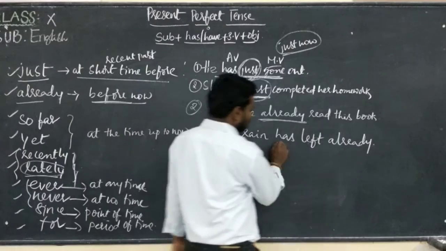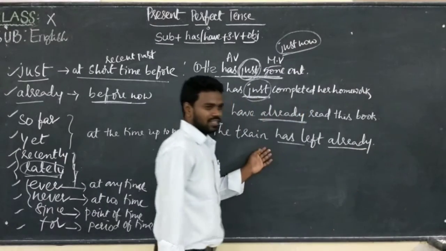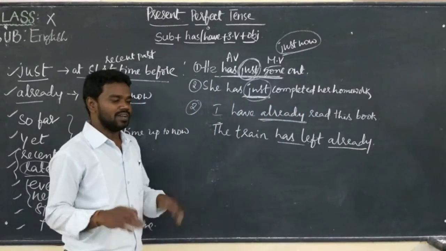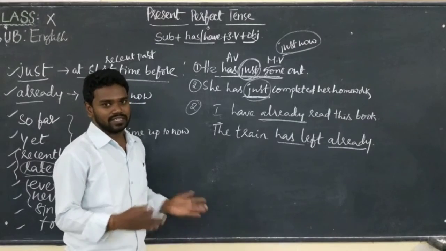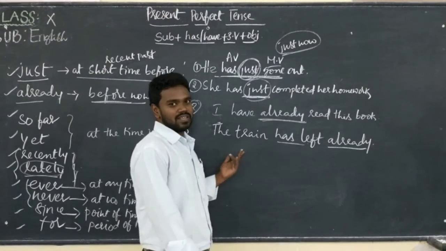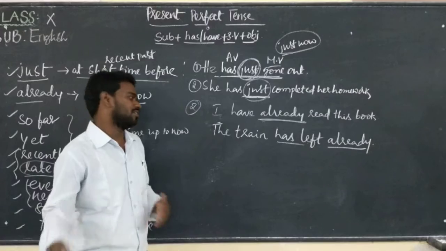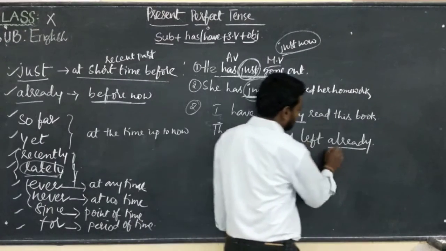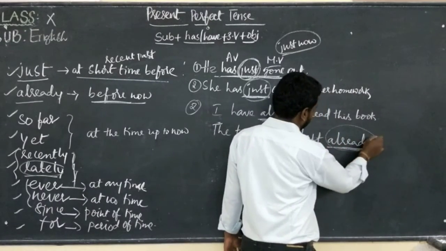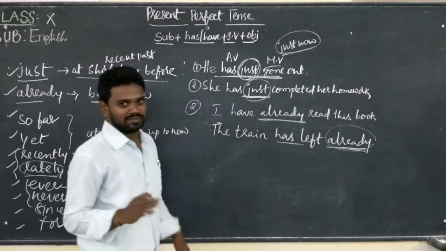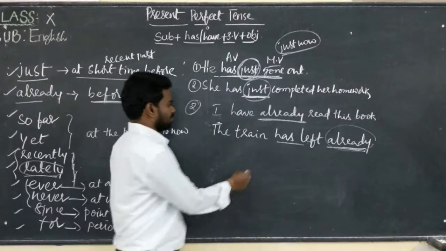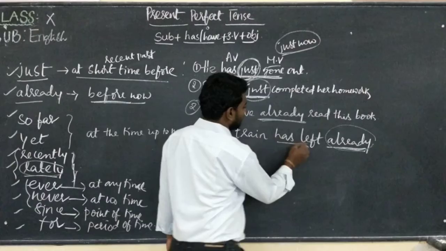The train has left already. Here the train has left already. There is no train on the platform, and you went to the station, you didn't find the train. So it has left already. Here already is used. That means something happened earlier than expected. Right, so the train has left.